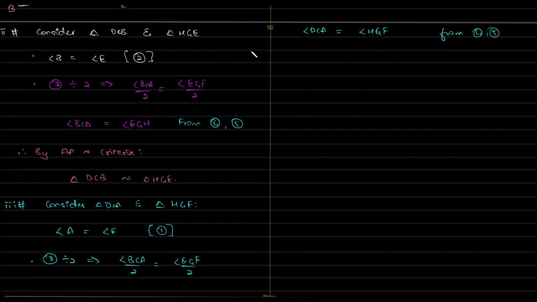So everything is linked, proper. Presentation is the key over here because it's kind of lengthy and confusing for many. So by AA similarity criteria, we have triangle DCA being similar to triangle HGE. Oh, sorry, HGF. We are done with that.